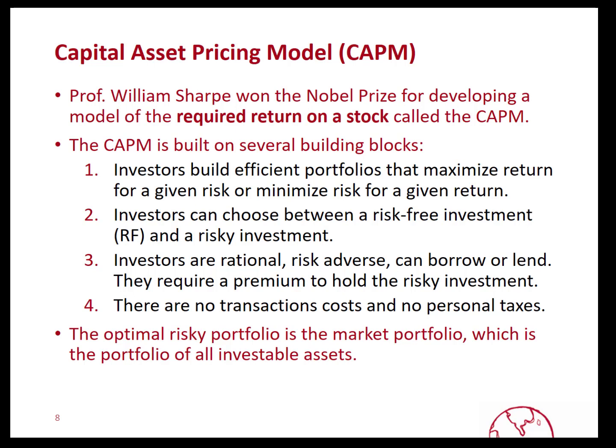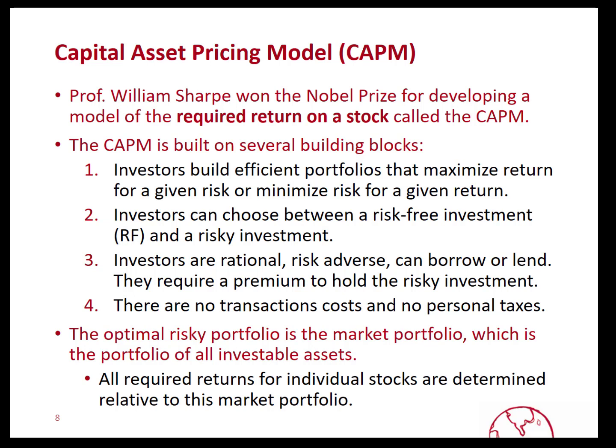Based on this, Sharpe was able to show that the optimal risky portfolio is going to be what he calls the market portfolio, which is a portfolio made up of all investable assets. All required returns for individual stocks are therefore going to be priced relative to this market portfolio. So they're going to either be higher or lower in terms of the required return based on whether they have higher risk than the overall market or lower risk than the overall market.